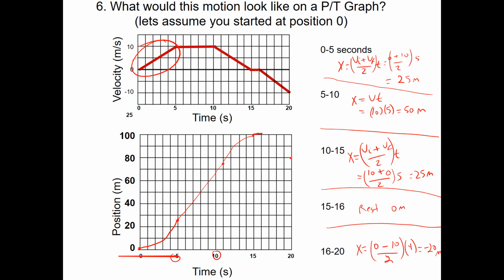So our total displacement here from start to finish would have been 80 if that was meters. And our total distance covered would have been 100 plus we came back 20. So our total distance would have been 120 if that was the question here.